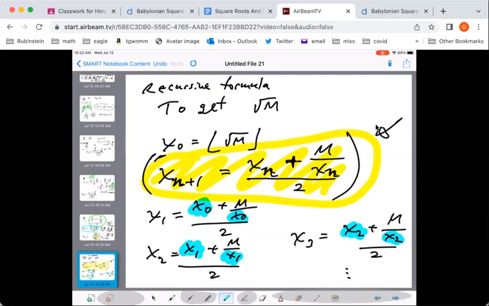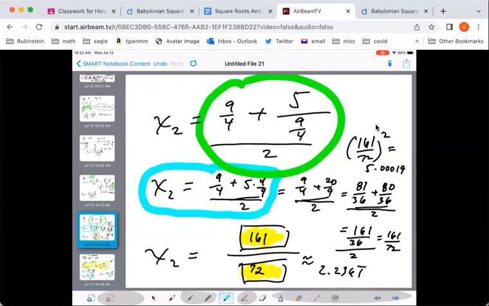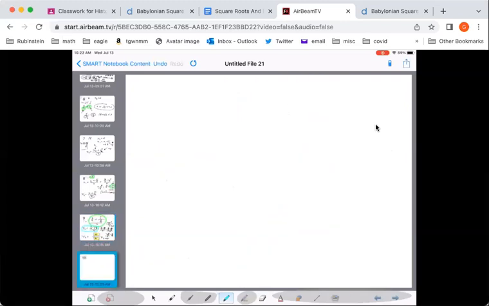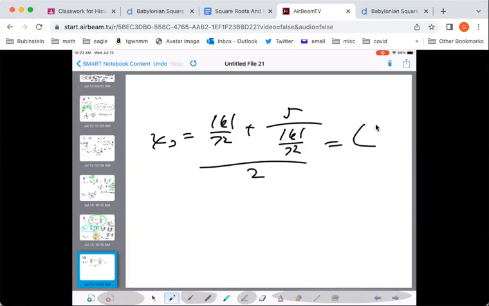Thank you. Sure. Now, if I wanted to on this question, now that I got the 161 over 72, it would get pretty ugly. But I could say x3 equals 161 over 72 plus 5 over 161 over 72, over 2. Somehow it would be really hard, but I could do it. And I could actually keep doing that to get better and better approximations.